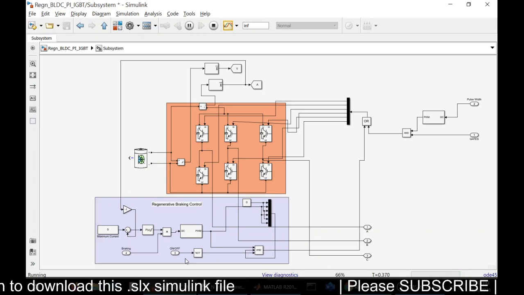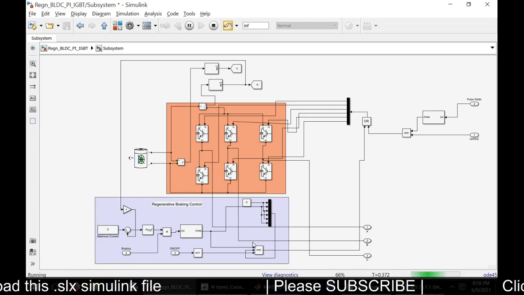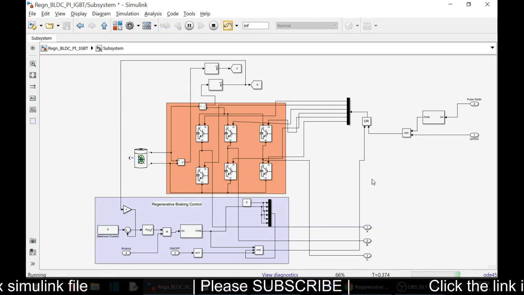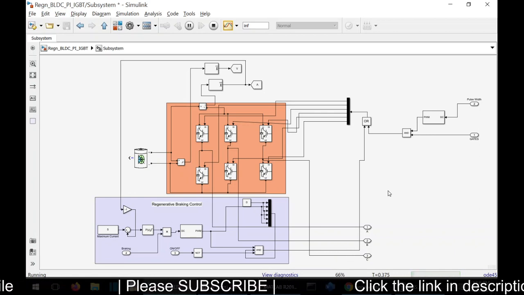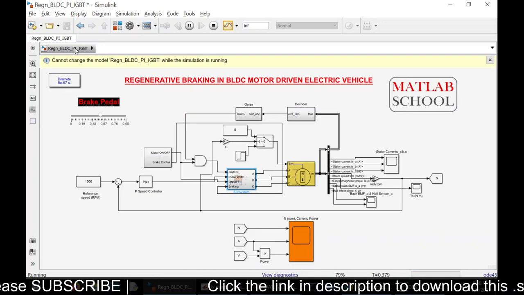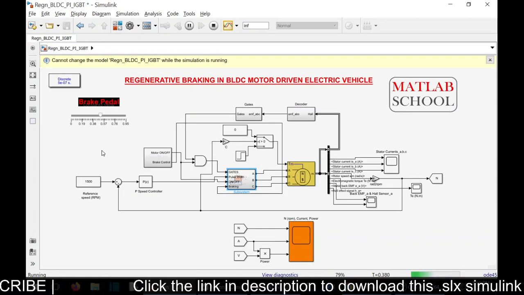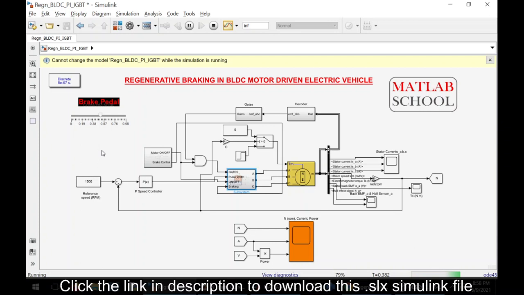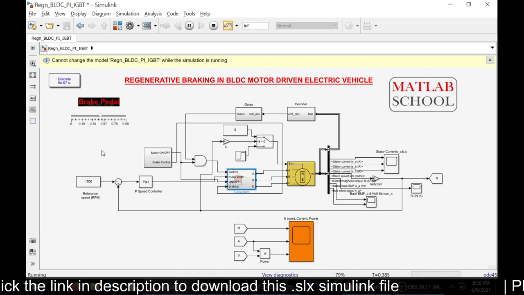See, if you look at the circuit, I have not used any inductor separately. I have used the internal inductance of the motor as the inductor. So that's the advantage of this method. See, the model is available for download in the link given in the description. If you want, you can download it and use.